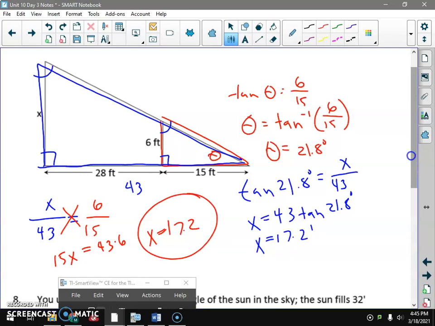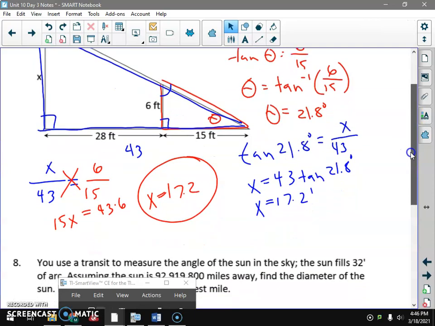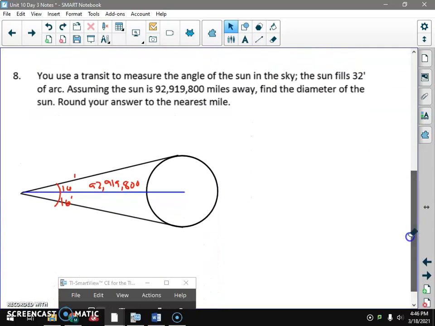So, if you went the long way, that's fine. We could have done it the other way. All right, 2 more applications, both pretty cool. One of them we're going to use to calculate how big the sun is.